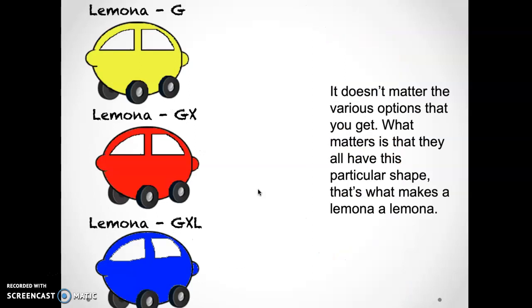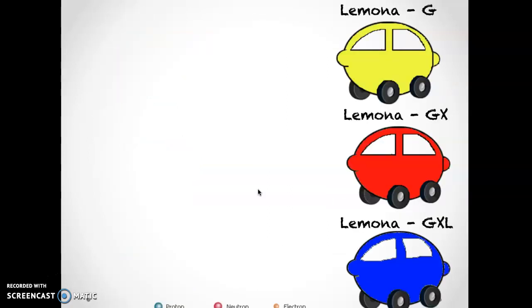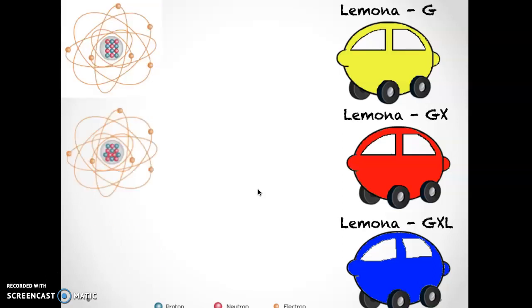Now, when you look at each one of these, they all have different options. So you can read through the different options. It's very important in Minnesota to have those heated seats in the wintertime. But it doesn't matter the options that you get. What matters is that they're all Lamona. So it's that particular shape, that lemon shape, that makes them all Lamonas. Yes, you can have different models, but they're all a Lamona. Now what we're going to do is put the Lamonas over there. You've got your different models of cars, and now we have our different isotopes.